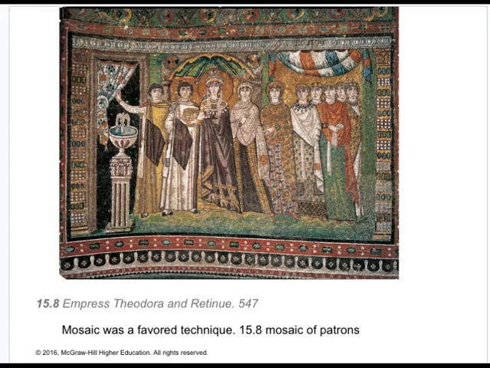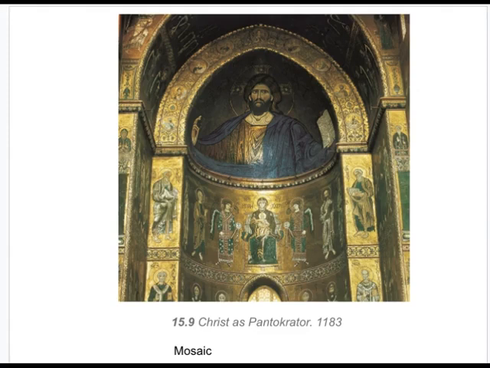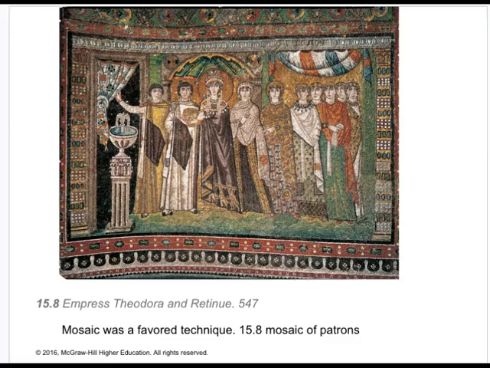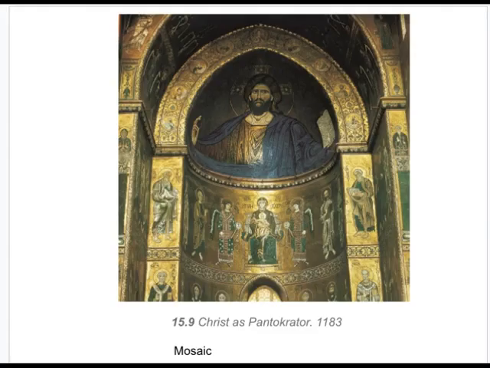And we're going to look at the next one, which is a very famous mosaic of this time period. This is Christ as the Pantocrator. And so the previous date, let me click back, this was 547 AD. Now we're at 1183. So we're 500 years later about. And this is just very traditional Byzantine style. This is in Sicily.